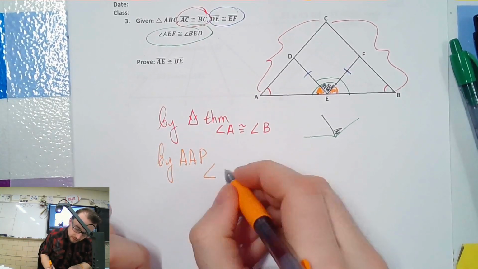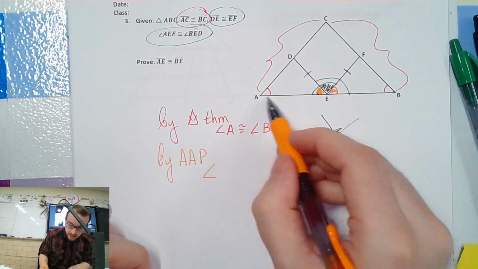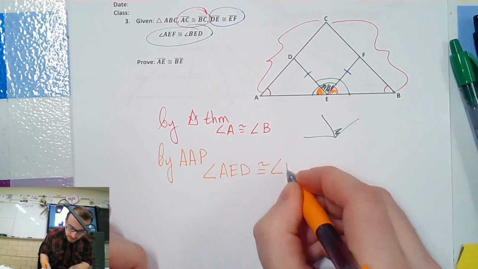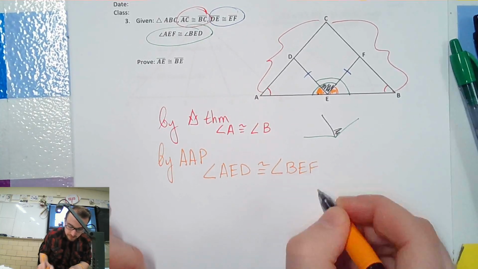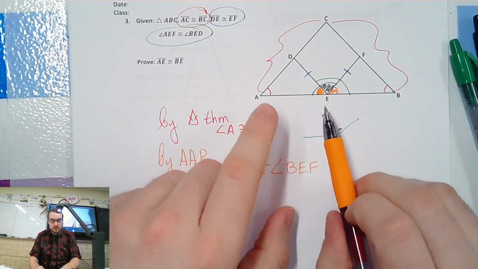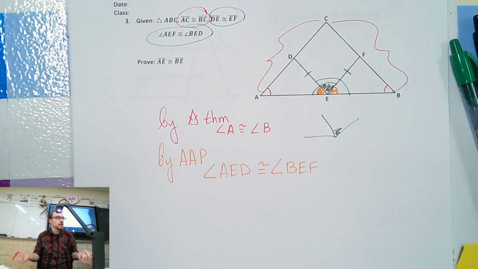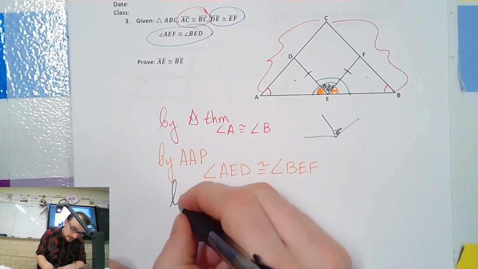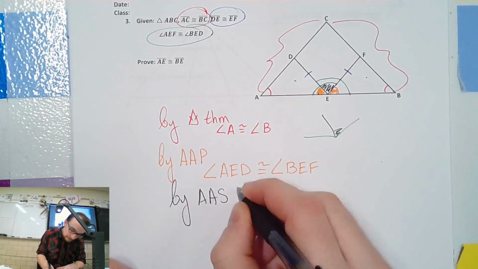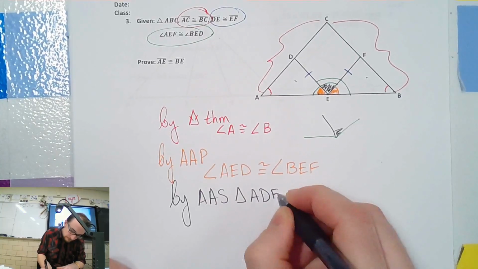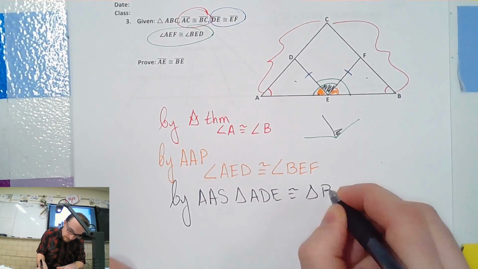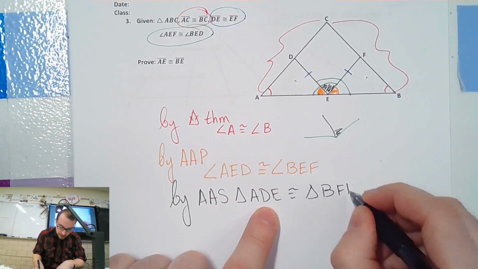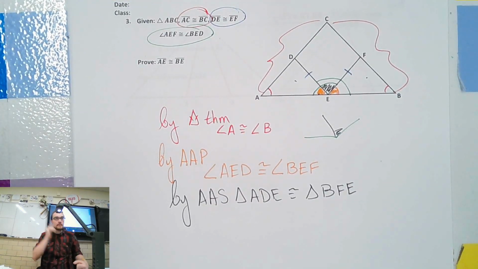So green angle, I can't call it E, I've got to call it something else. So AED, I'm going to use the 3-letter name, congruent to BEF. All right, so now we've got those. Angle, angle, side. Triangles are congruent, right? So this and this are the same. A and D go together, D and F go together, E and E go together. With me on that? Okay.